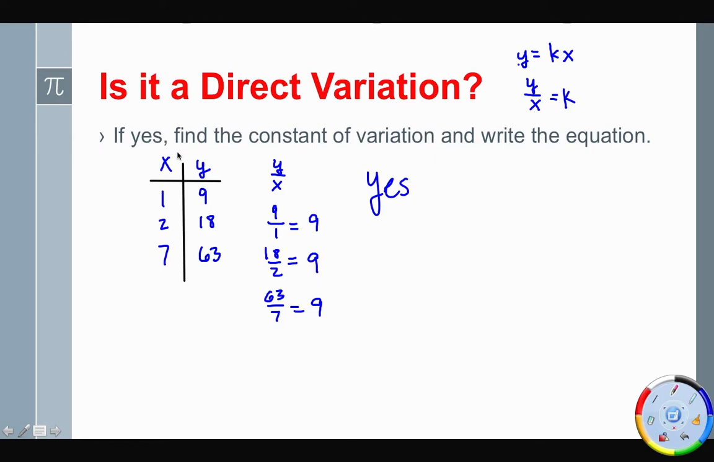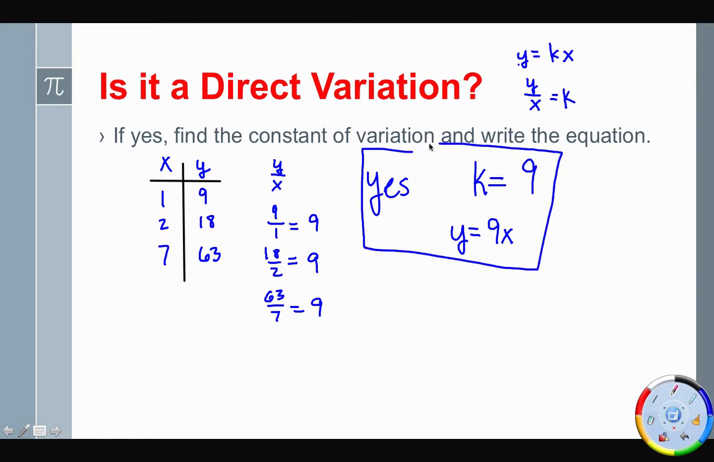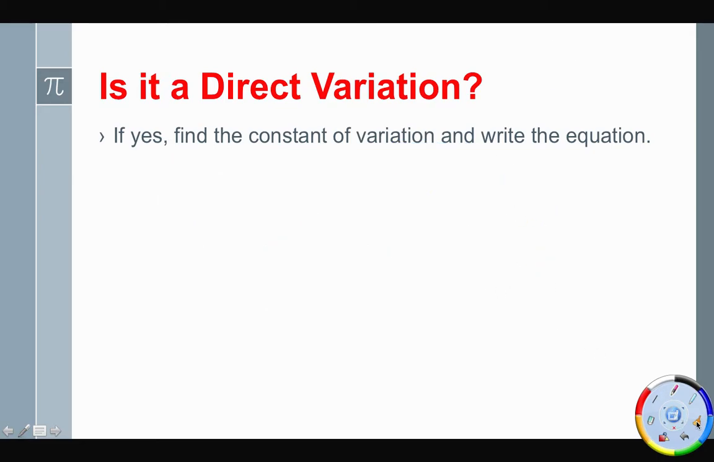So then the question is, if yes, find the constant of variation. Well, the constant of variation is that y divided by x, which we just found to be 9. So if we were to write the equation for this line, it would be y equals 9 times x. And that is all three parts to this question. The question was, is it a direct variation? Well, we determined it is. We said, okay, since all of those numbers are the same, that is my constant of variation. And then I can write that as an equation.